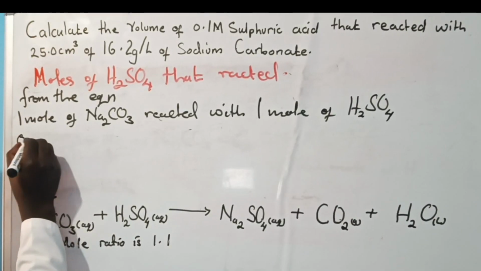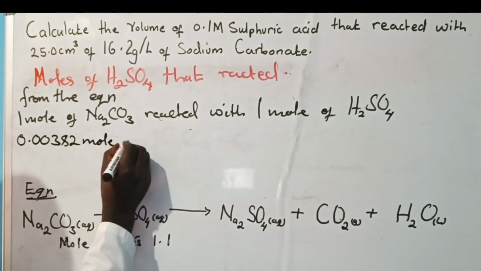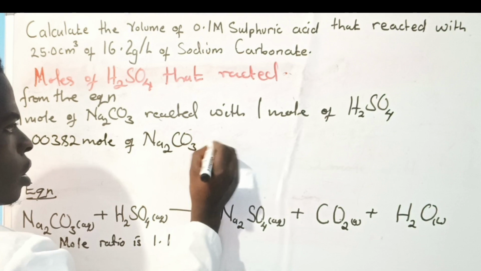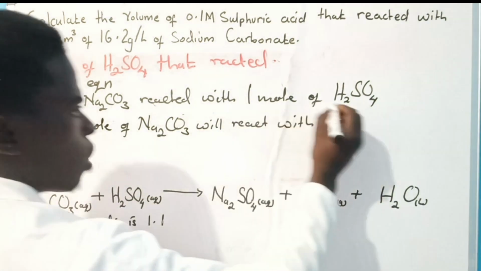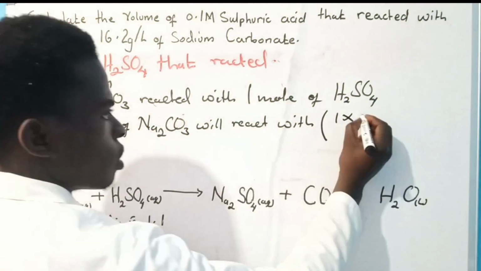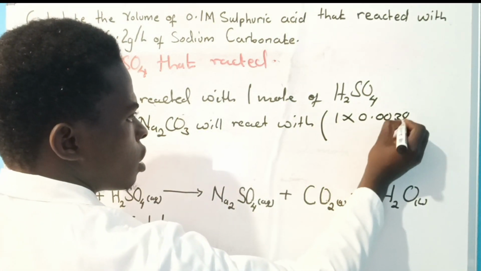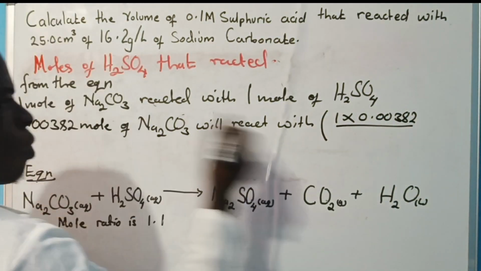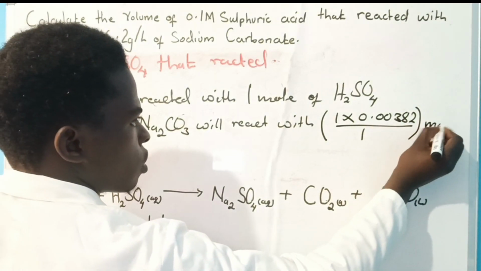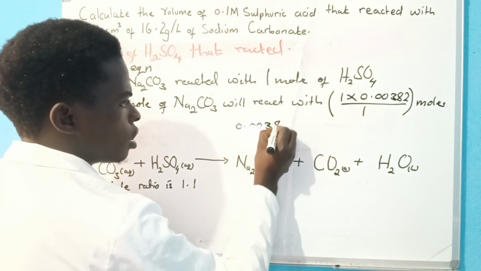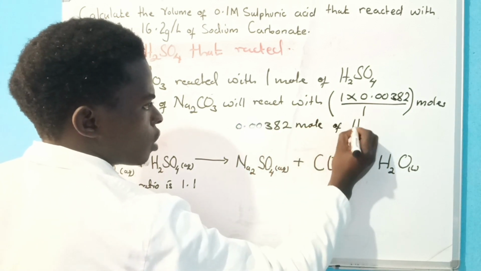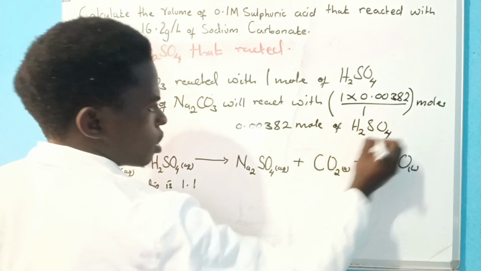What about the 0.00382 moles of sodium carbonate? It will react with 1 times 0.00382 over 1. These are moles, giving 0.00382 moles of sulfuric acid that reacted.